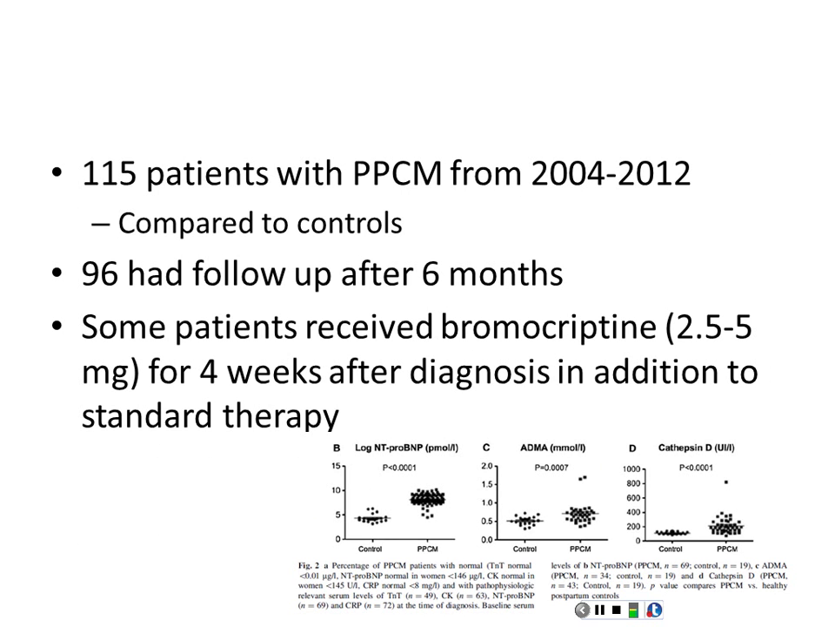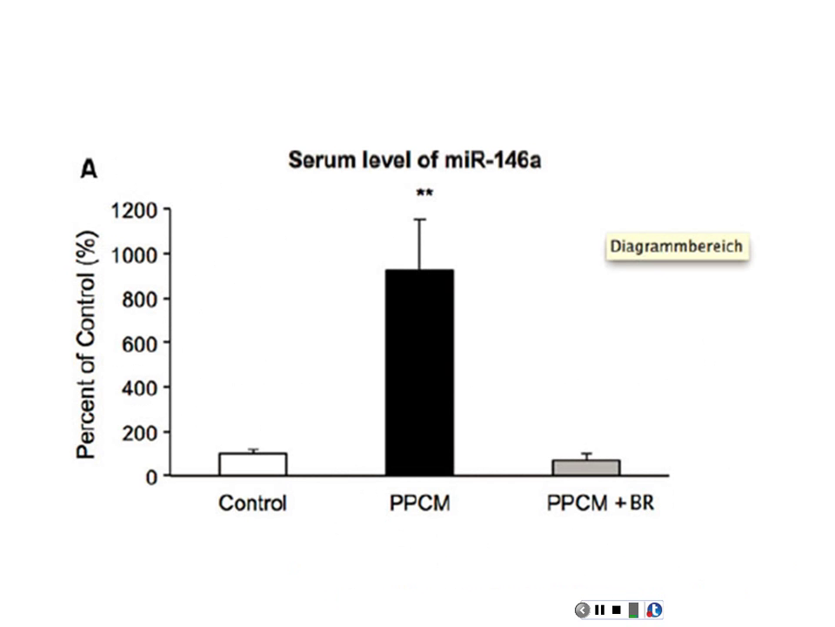So those patients who are controls who did not have peripartum cardiomyopathy had a smaller amount of BNP, and the patients with peripartum cardiomyopathy had a higher amount of BNP. The same thing with ADMA, which is a stress marker. And the same thing with cathepsin D, although you can see that there's a wide range of the values. So in terms of the serum levels of miR-146A, it's much, much higher compared to the controls in those patients who had peripartum cardiomyopathy, but it's actually a little bit lower in those patients who had already been treated with bromocriptine. Do you know when those serum samples were?